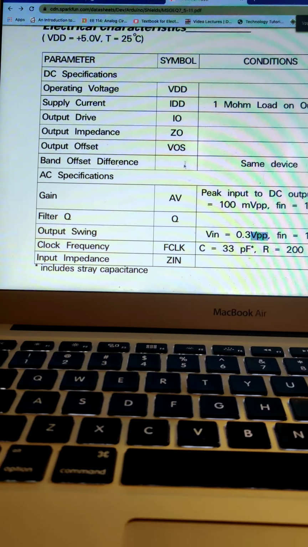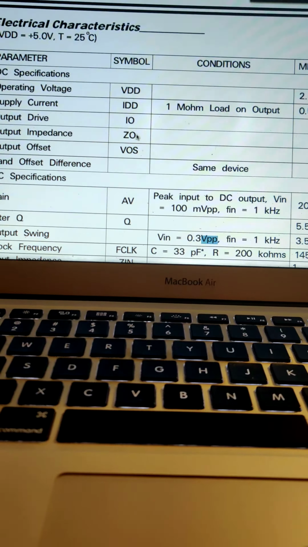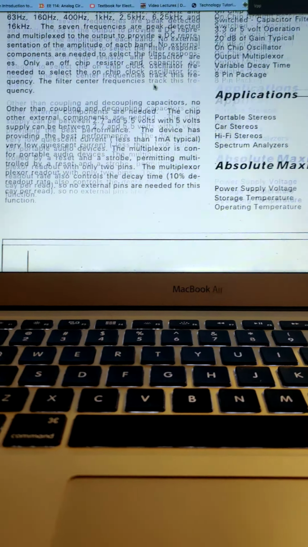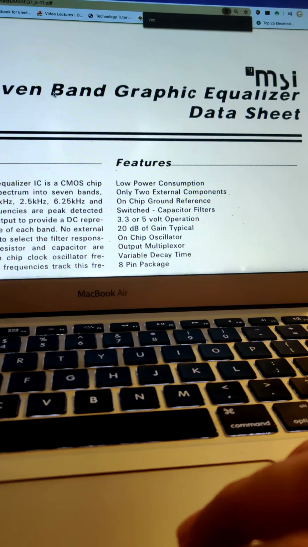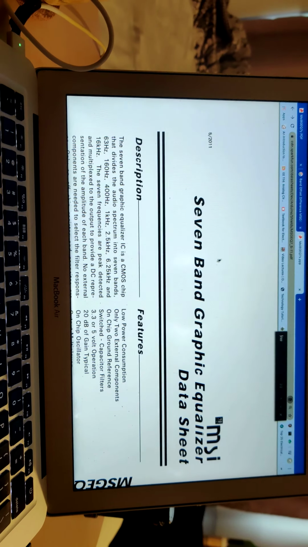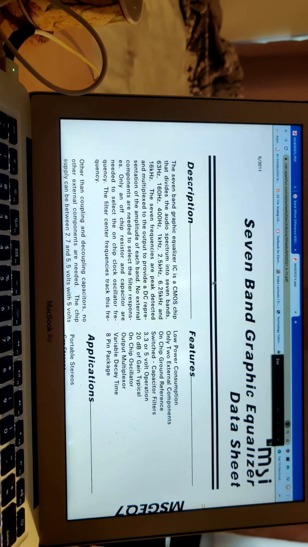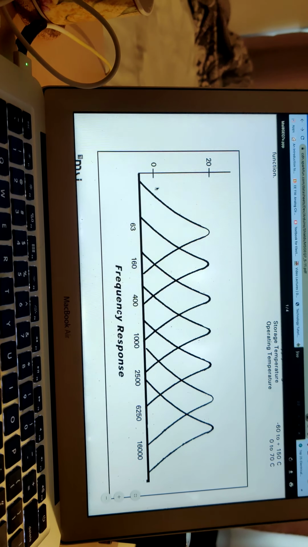Hi. So I was playing around with this IC, which is a 7-band graphic visualizer, and pretty much it's self-explanatory.